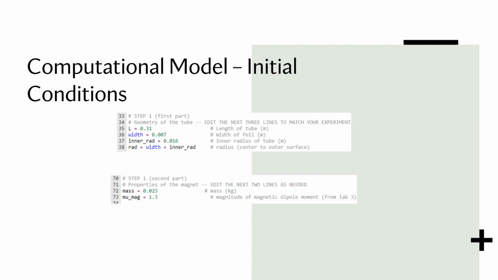So here you can see I set up my initial conditions, the length of the tube, the thickness of the foil, the inner radius of the tube, and the outer radius. And then down here we have the mass of the bar magnet alongside the value of mu mag. All of these values were important to ensure that the model modeled what occurred in real life.